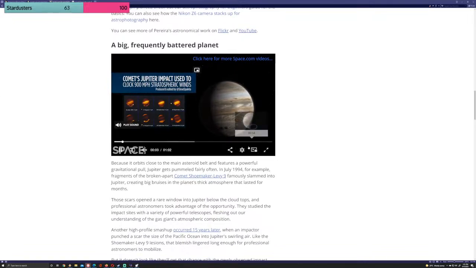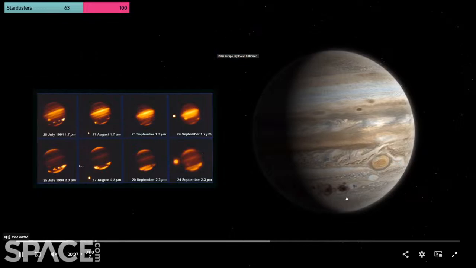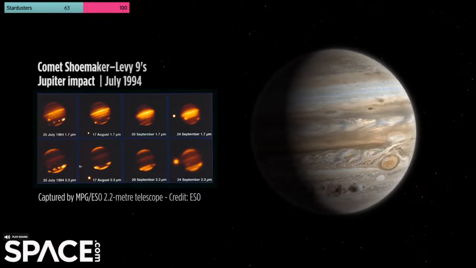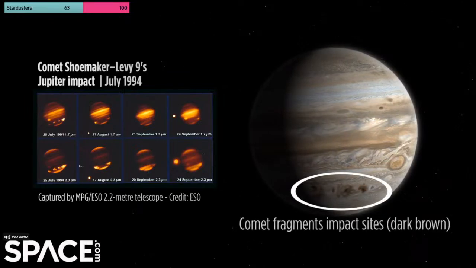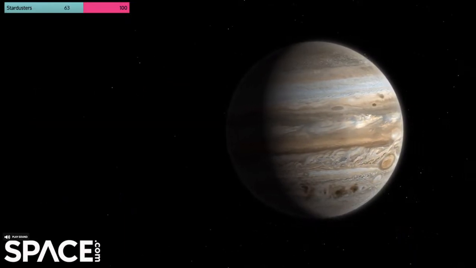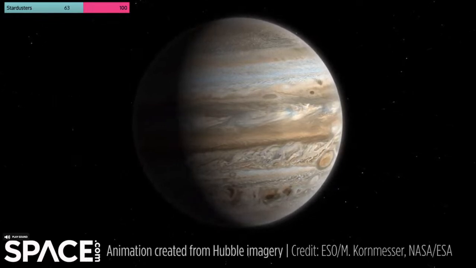In fact, here's a video showing some of these impacts. You see the planet Jupiter over here and these huge scar marks. This was, again, from 1994. This was the Shoemaker-Levy 9 comet impact. Again, the comet broke up into a big string of fragments, and it actually impacted the upper atmosphere of the planet, leaving these huge scars. They were bigger than our planet.